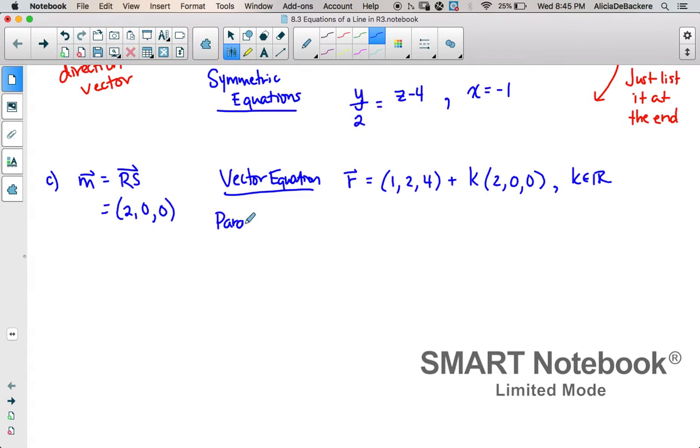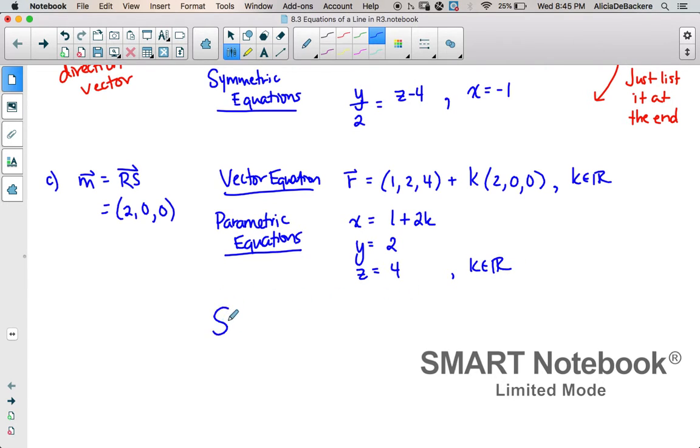So next up are parametric equations. Again, separating out the x, so 1 plus 2k. The y, 2 plus 0k, so just 2. And the z, 4 plus 0k, so just 4. And here the k belonging to the set of real numbers.